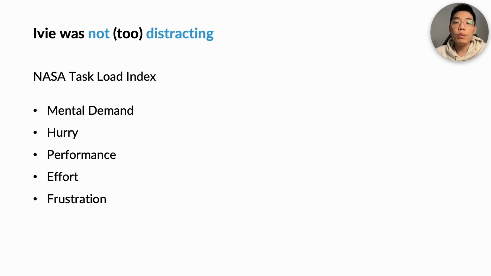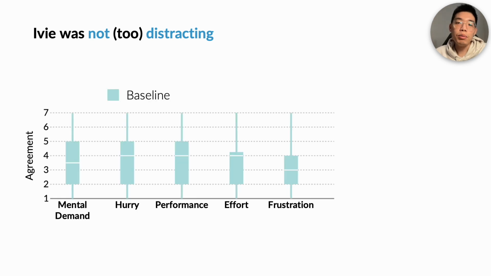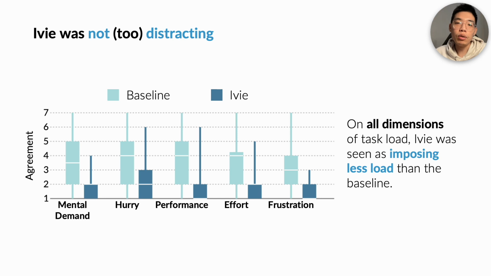Our second finding was that Ivie also wasn't too distracting. We asked the participants about task load using 5 dimensions from NASA TLX. This chart shows their responses, where the y-axis represents agreement, and lower is better. Participants reported moderate load with the baseline and significantly lower load with Ivie.